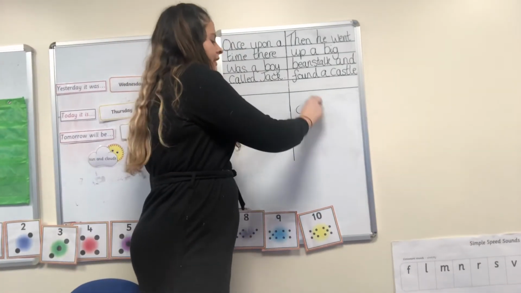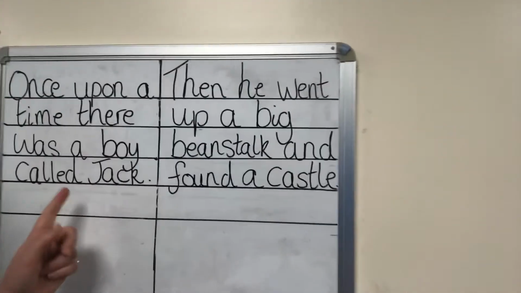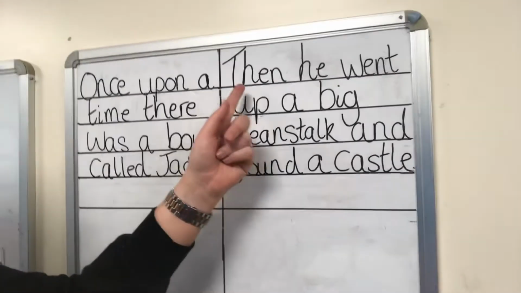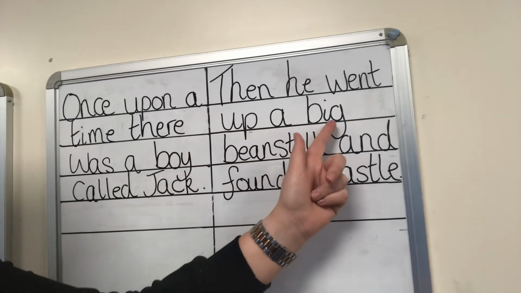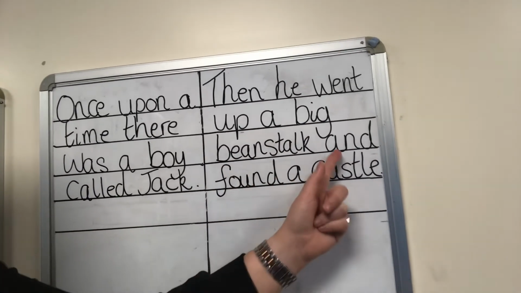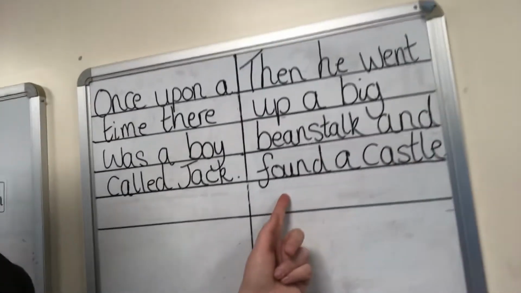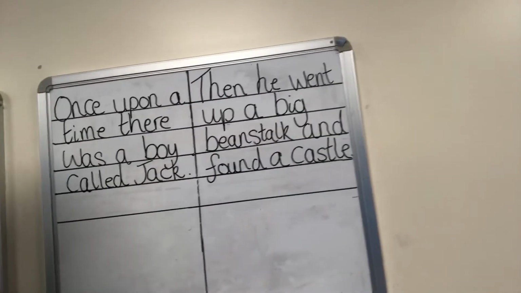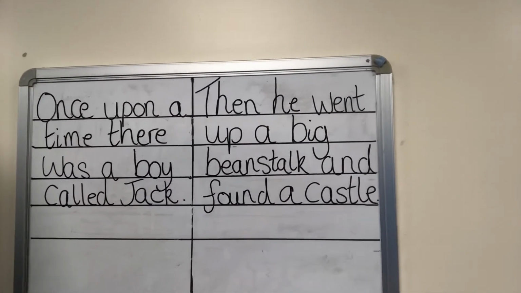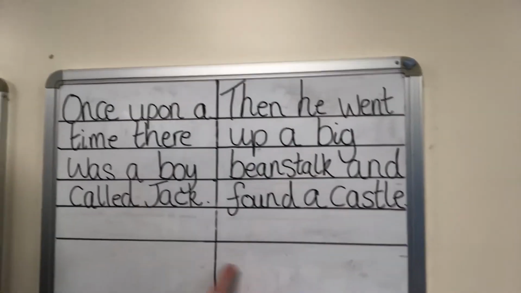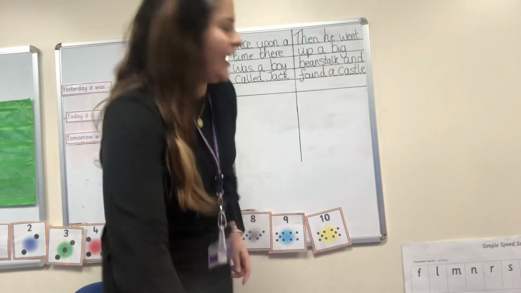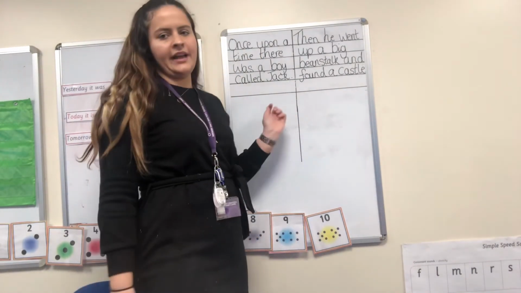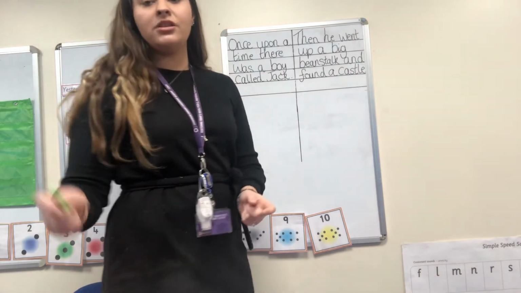Let me just rub that out for a second. So, let me show you up close. This is what we should have. First box and our second box done. Then he went up a big beanstalk and found a castle with a full stop on the end. So I'm just going to hold it here in case you want to pause the video now. So your two top boxes should be done, okay? Your two top boxes. And your bottom two should still be empty, okay? They should be empty because they're what we're going to do tomorrow.